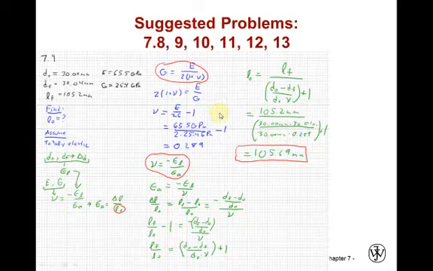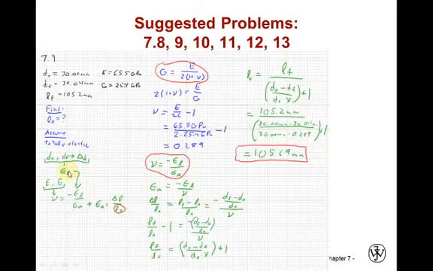Here we have 7.9 worked out. It is asking us to find the original length of a test specimen that started with this diameter, ended with this diameter. We know its elastic modulus and its shear modulus, and we have the final length. We can assume that it's totally elastic. Well, we take these parameters, find our change in diameter.